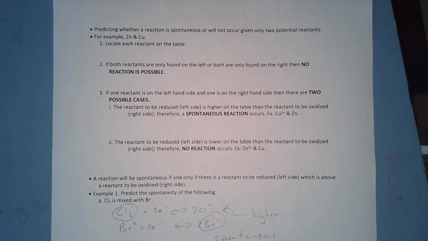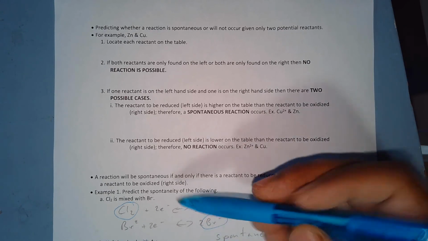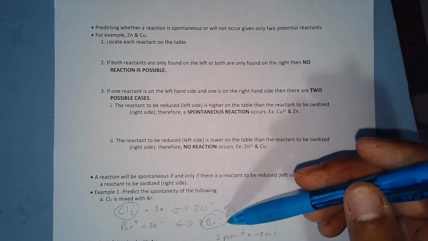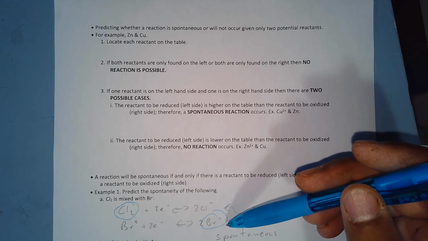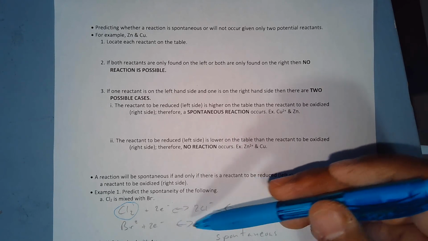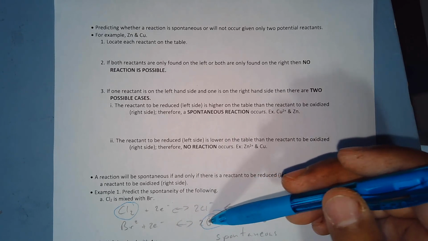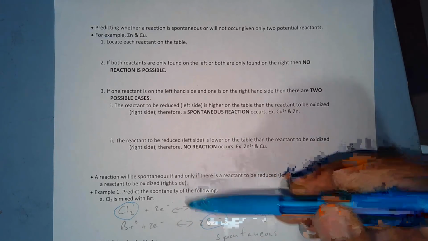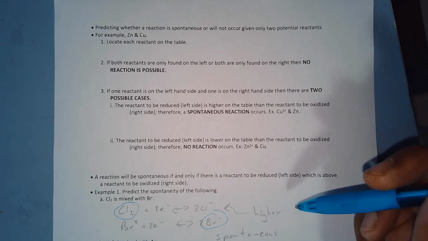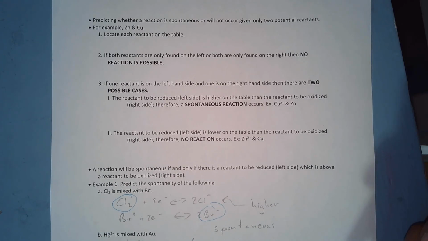You want the one that's higher to be your reduction, because this one is going to gain the 2 electrons, and you want the one that's lower to be your oxidation. So the one that's lower is going to get flipped around, which is what you want it to do, and then it becomes an oxidation. So you get the reduction and oxidation. The lower one is the oxidation, so this is going to be spontaneous.